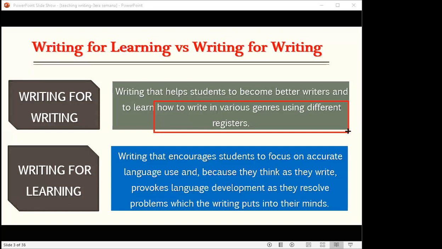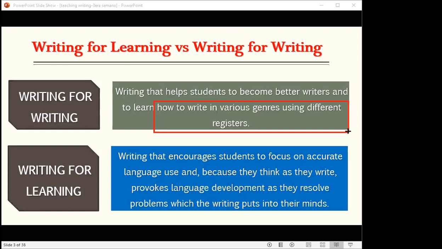When we talk about writing for writing, remember, we are going to teach our students, or make our students develop these different kinds of texts, genres. Remember, genres are the different kinds of texts. And also they need to identify the different registers, the different kind of language that they are going to use in these kinds of texts. No? This is writing for writing.